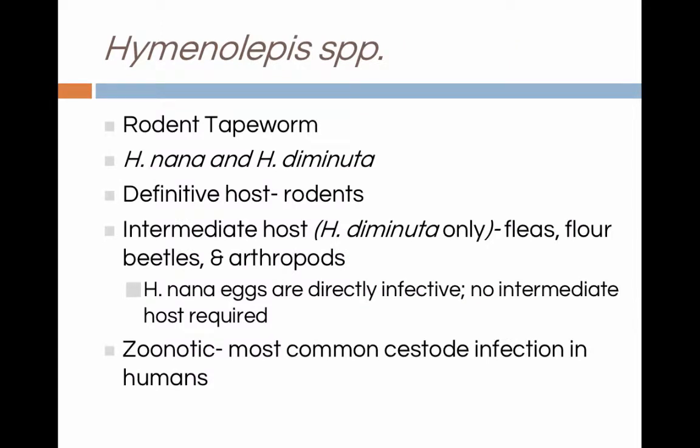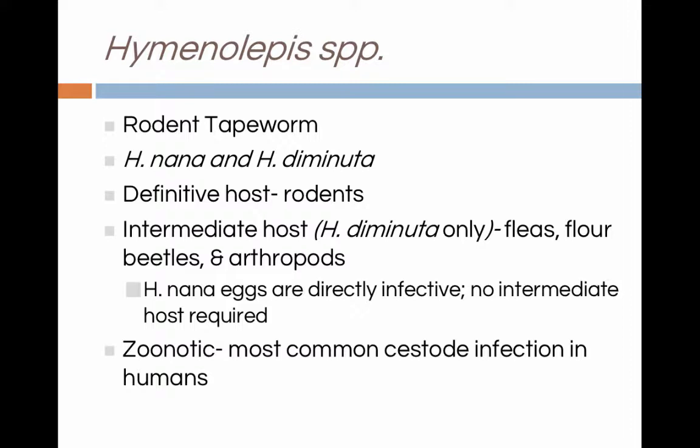All right, so now let's talk about one that I promise you is going to be on your test. Just saying it right there. Hymenolepis species. There are two here, and you do need to know each one. You need to be able to spell Hymenolepis nana and Hymenolepis diminuta. All right, diminuta. So here we go.